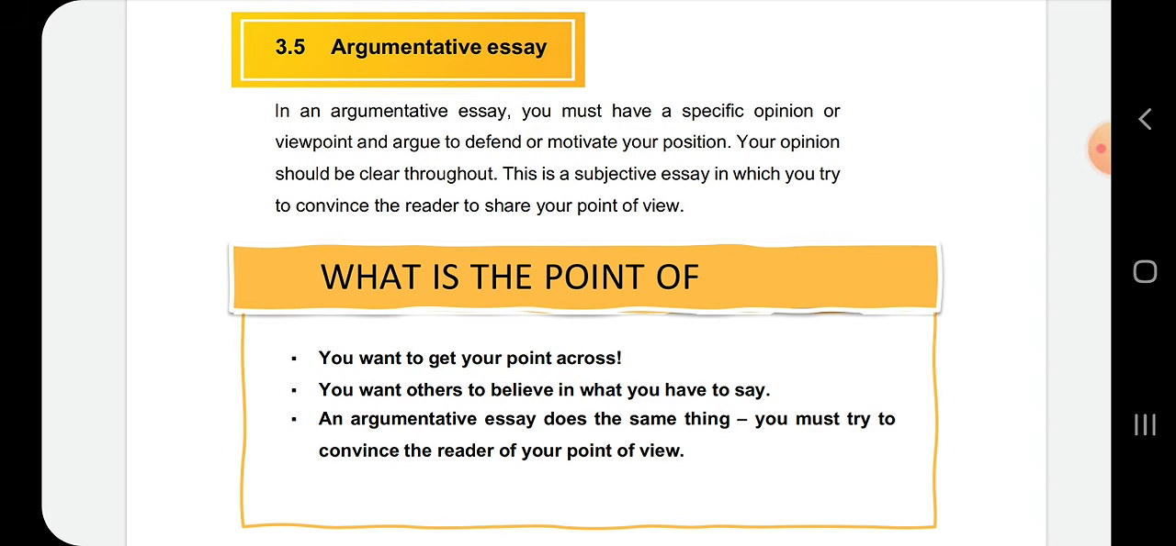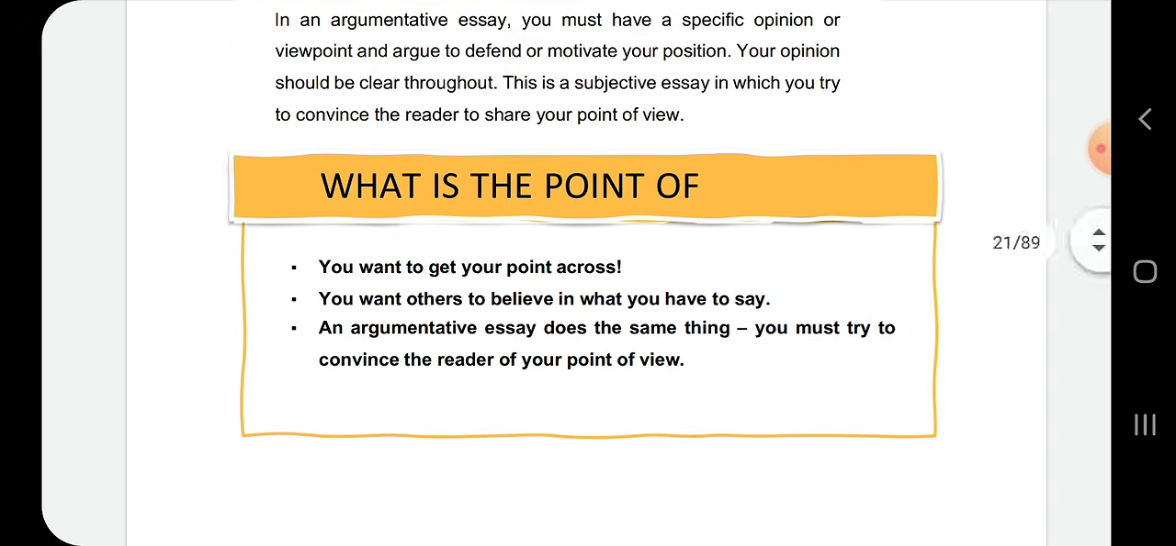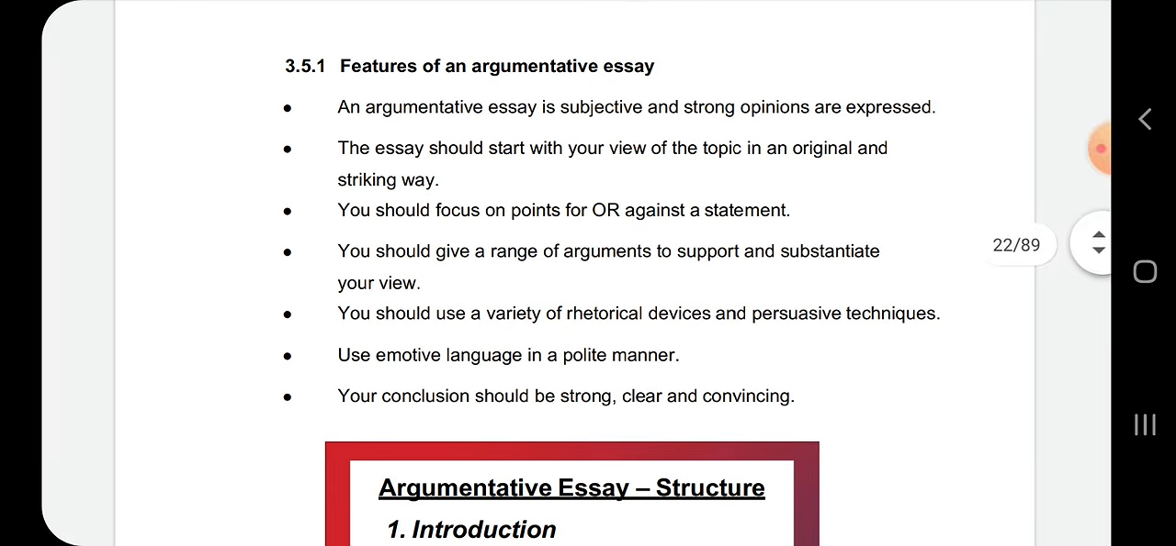So, when you're arguing, you're stating your side. It's not a discursive essay. In a discursive essay, you need two sides and then you will come to a conclusion on what is best. But with an argumentative essay, you are persuading. What is the point? You want to get your point across. You want others to believe in what you have to say. An argumentative essay does the same thing. You must try to convince the reader of your point of view. Persuade.